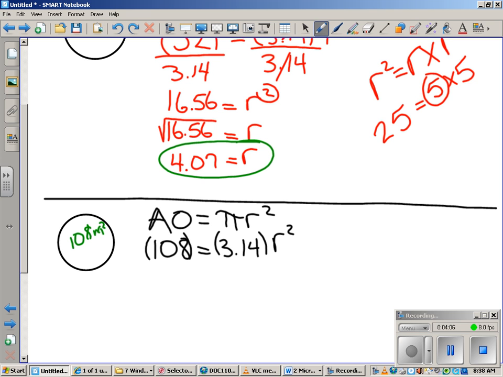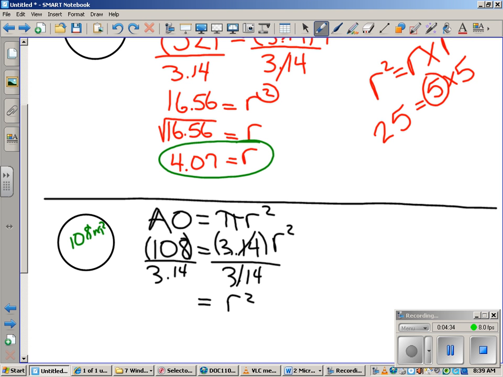And I don't know what r squared is, but I have to put it there. I know that I'm trying to isolate for r squared, so I'm going to have to get rid of the 3.14 that's beside it. It's multiplying the r squared at the moment, so I need to divide it to get rid of it. And you're going to divide it from both sides. They will cross out, leaving 1 r squared. And you now have to find out what 108 divided by 3.14 is.